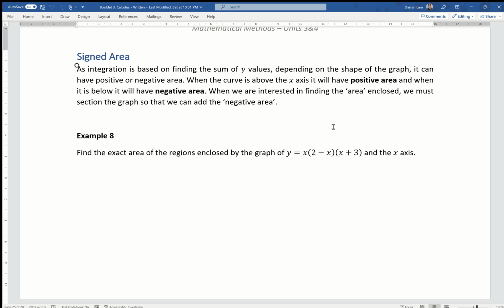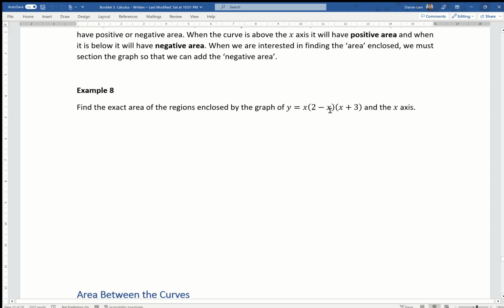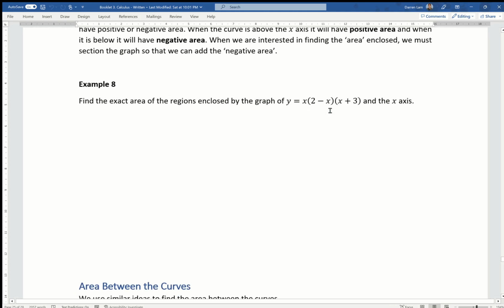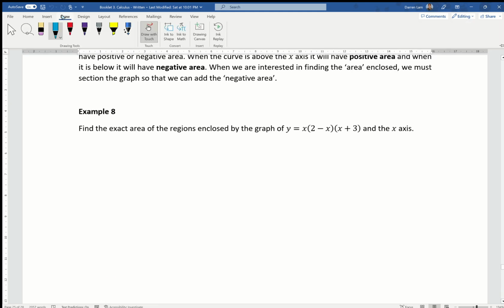Let's go through an example. It's probably a little bit more difficult than we should start off with, but I really wanted to go with one where you don't have a calculator and it's a graph that you should be able to generally understand the shape of. Example 8 says to find the exact area of the regions enclosed. So the key word that you see a lot is enclosed by, etc. That's something you hear a lot in your exams.